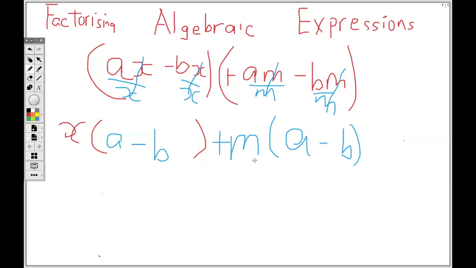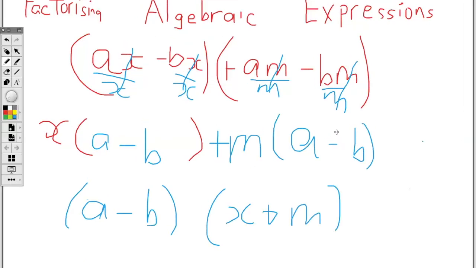So both brackets, again, should be the same. Once it's the same, it means you're on the right path. And here we have a minus b. And the next, grouping the x and the m together, so we have x plus m.